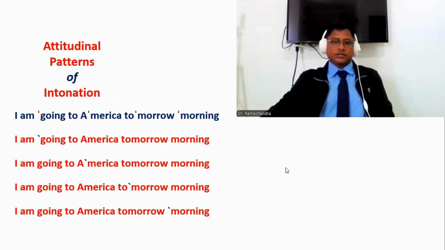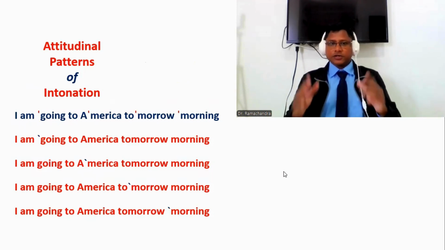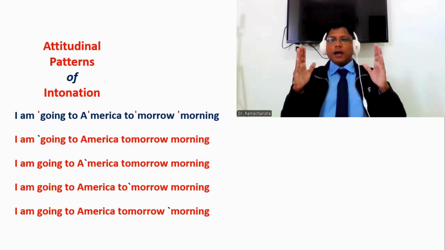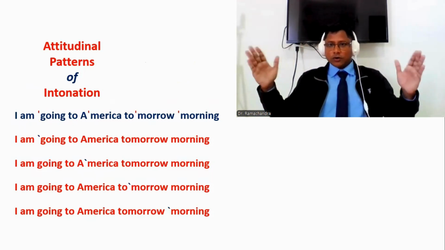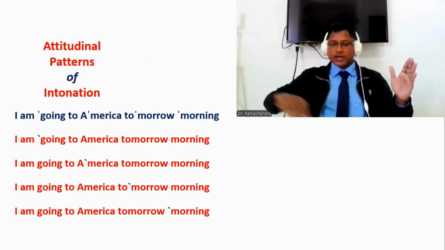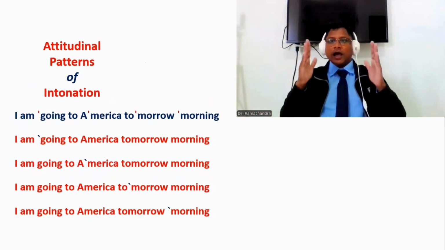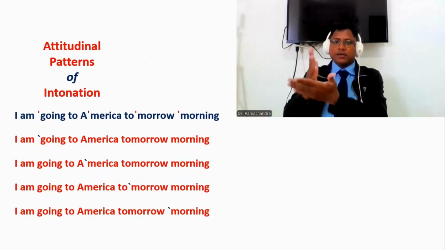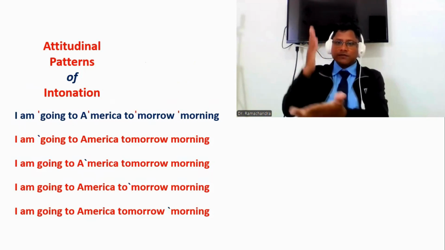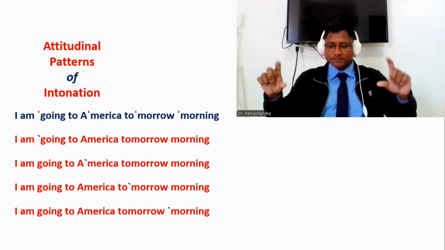These are unstressed syllables. Okay, now, how do you produce? I'm going to America tomorrow morning. You can't see any tone, any prominence, any variation in the pitch. I'm going to America tomorrow morning. Same equal interval time. That is rhythm.